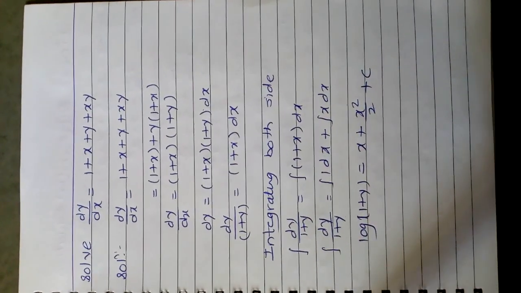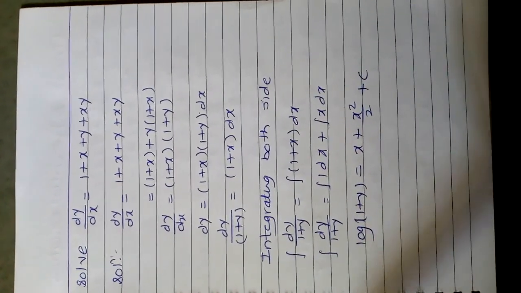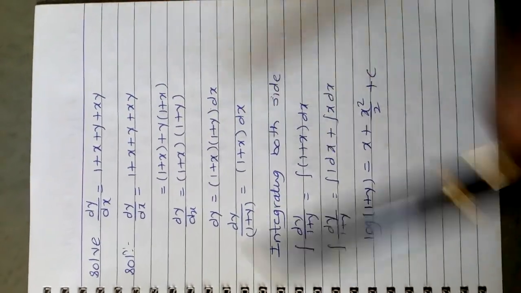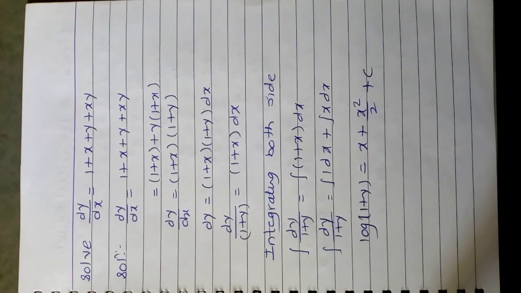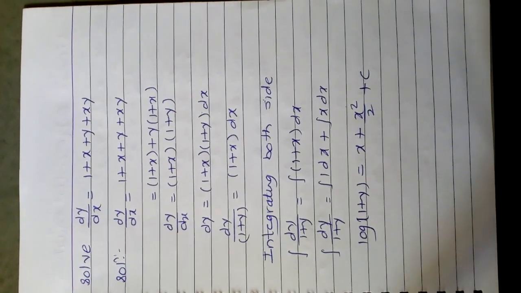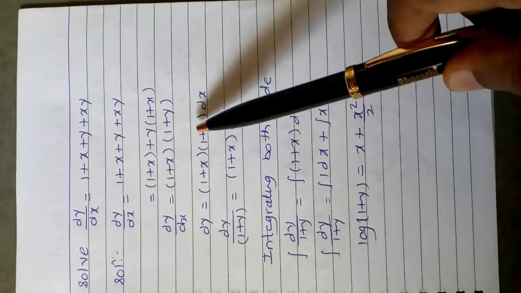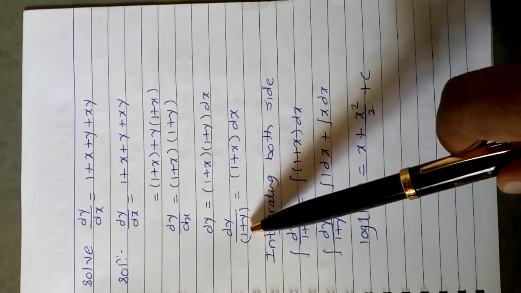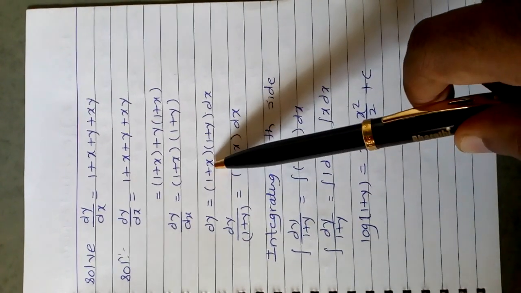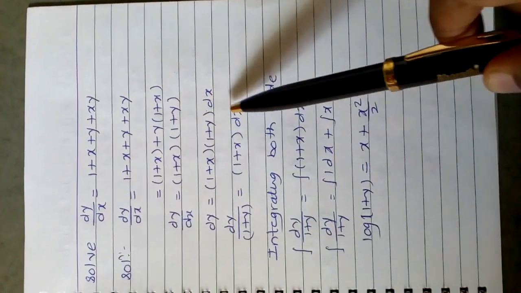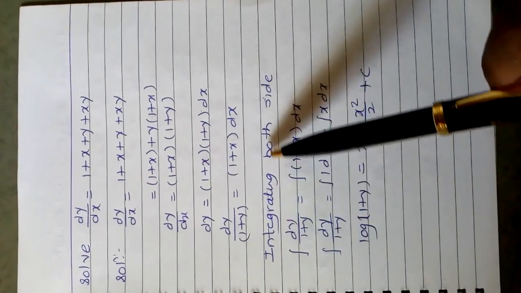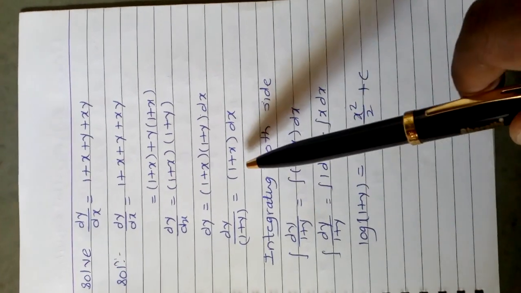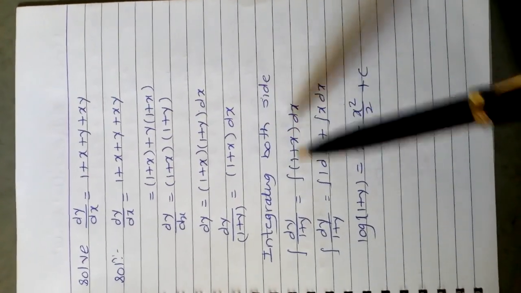Then we have to convert dx and dy to the opposite side of the equation. Therefore this dx is taken to the other side, which goes to the numerator. Then we have to convert all the terms of y to dy and all the terms of x to dx. Here 1 + y is the term of y which goes to the other side in the denominator, and the remaining term 1 + x is the term of x with respect to x as it is. Then, taking integration on both sides, we get integration of dy upon 1 + y equals integration of (1 + x) with respect to x.